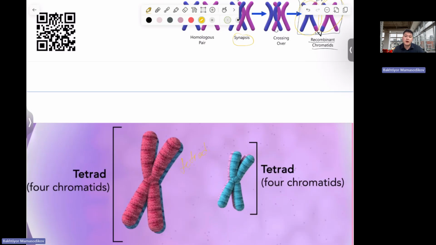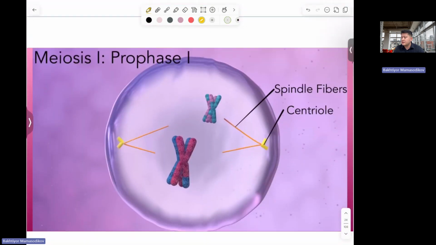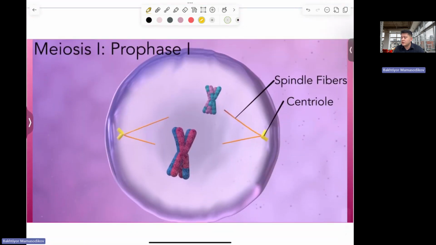So we talked about synapses, tetrad formation, crossing over, and chromosomes condensing in prophase one. Spindle fibers are forming, and the nuclear envelope is disappearing. You see, the nuclear envelope is disappearing here, and spindle fibers are formed, and the centrosomes are going to the poles, and the chromosomes are condensed. They are visible under the microscope now. You should know about them.